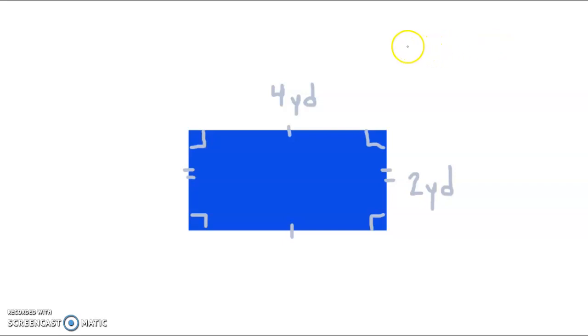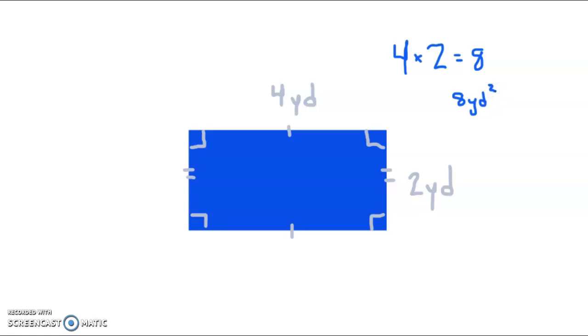To find the area, we multiply the length, which is 4, times 2, which is the width, which equals 8. Now the unit for area is squared units. So instead of writing the area as 8 yards, we are going to write 8 yards squared. So the area of this rectangle is 8 yards squared.